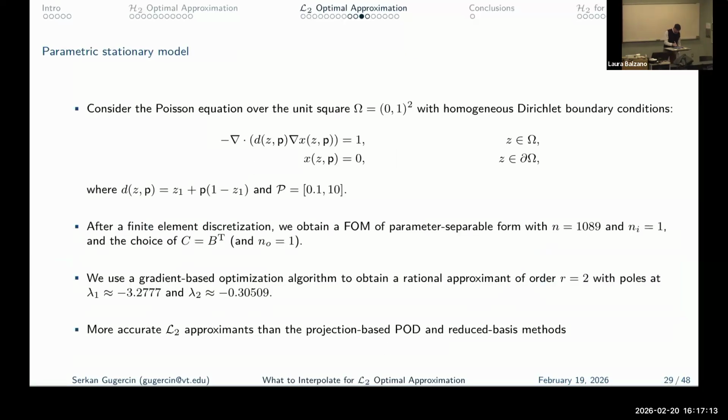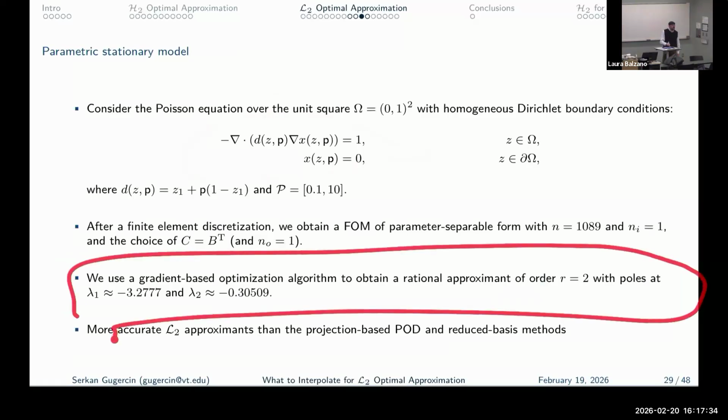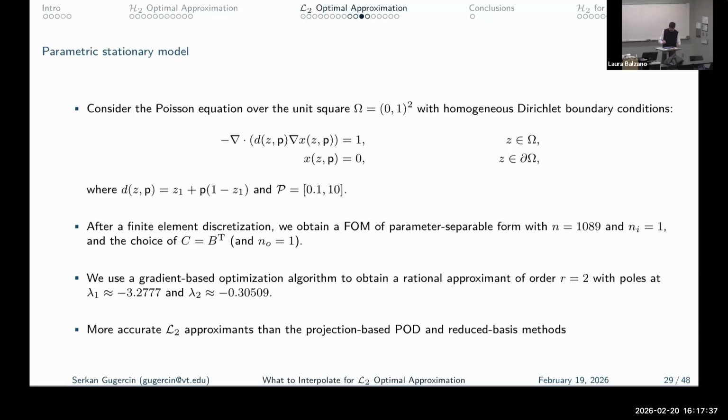For the example, we took this Poisson equation where the coefficient is parametrically varying. We chose some parametrization. Here's our parameter interval. I think Petar did the discretization. It's a small model for this Poisson equation. Order 1000 was enough. Single input, single output. We did a gradient-based optimization to solve this L2 problem. It converged to the Hermite conditions. We have an order 2 model, and these are the poles. As you can see, the poles are outside, so that mirroring is automatically there. You can think of it that way.